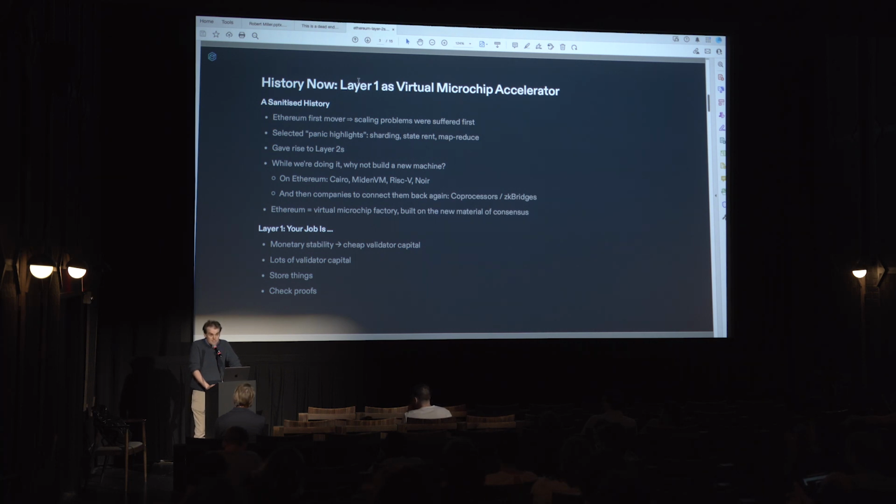So it's turned Ethereum into this massive virtual microchip factory. It's an accelerator. It's almost like it's hosting a load of startups. So maybe this means long run, the layer one's job in this model, if it's the correct model, is something like: mind your monetary stability, find cheap capital, validator capital, accumulate a lot of it, store things, and check proofs.